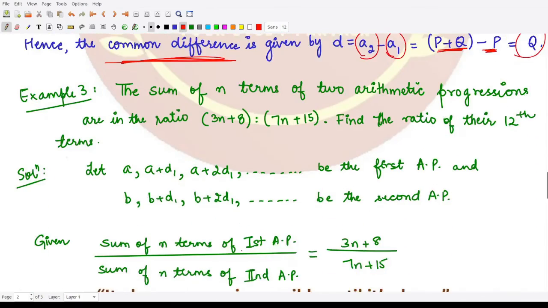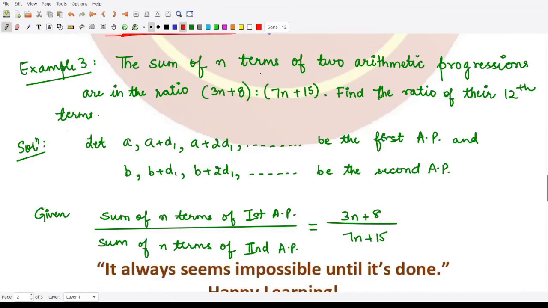For the next question, they are saying the sums of n terms of two arithmetic progressions are given to be in the ratio 3n plus 8 to 7n plus 15, correct? So we need to find the ratio of their 12th terms. Suppose for the first AP, A is the first term and D1 is the common difference. For the second AP, B is the first term and D2 is the common difference, correct? So the first AP would be A, A plus D1, A plus 2 D1 and so on. The second AP would be B, B plus D2, B plus 2 D2 and so on.